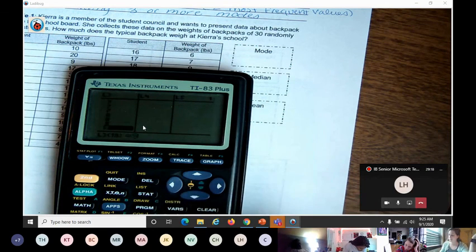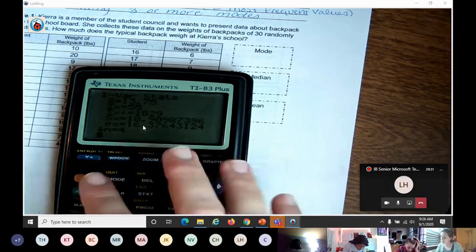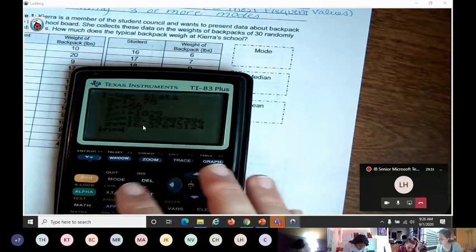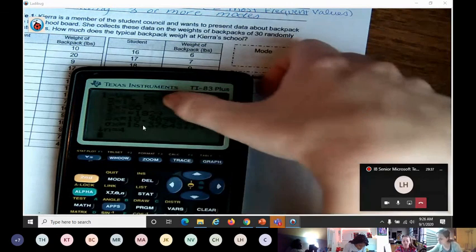For the mean and the median, what you can do is you can do stat, go to calc, one variable stats, and I'm not sure. You may need to type in the specific list. This is saying that my mean is 13.75.